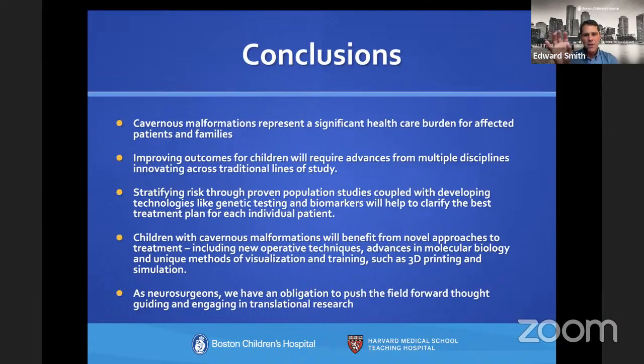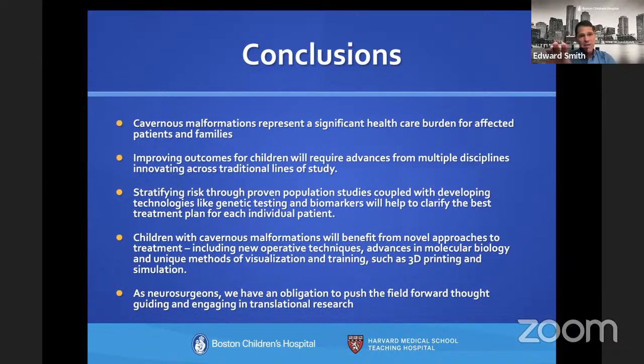Cavernous malformations are a significant healthcare burden, right? 1 out of 200 people have one in their brain somewhere. So this affects people all around the world. In particular for kids, this is something where we need to bring in multiple disciplines. And I think there's a lot of room for surgical advances, whether they're something as simple as using an ultrasound, or as resource intense as 3D modeling, to ultimately things like focused ultrasound, radiation, or LITT. But at the end of the day, this is a surgical disease for the time being.